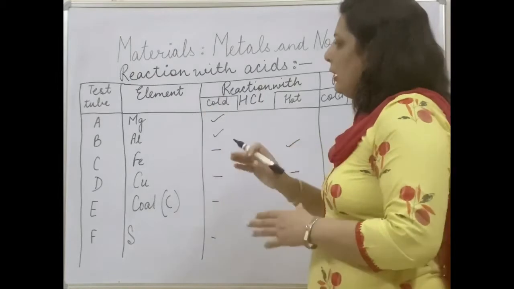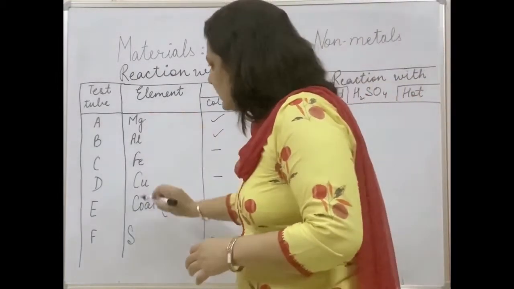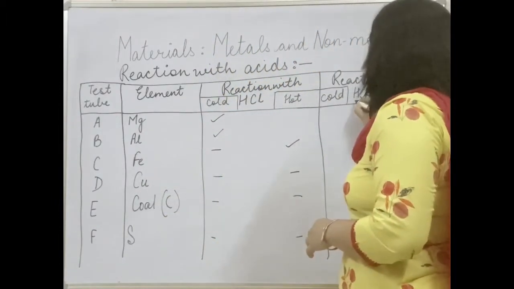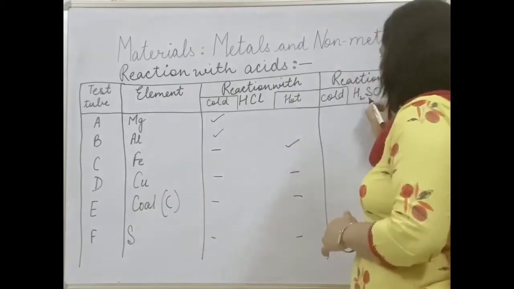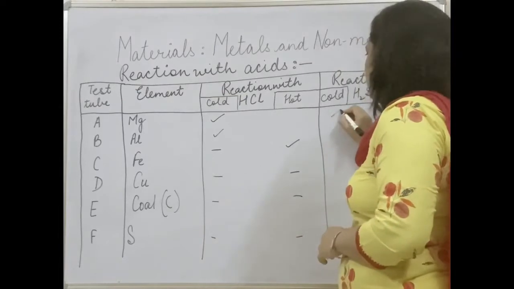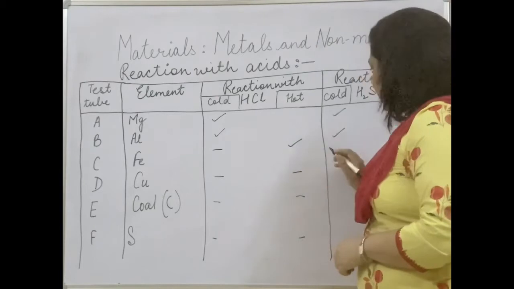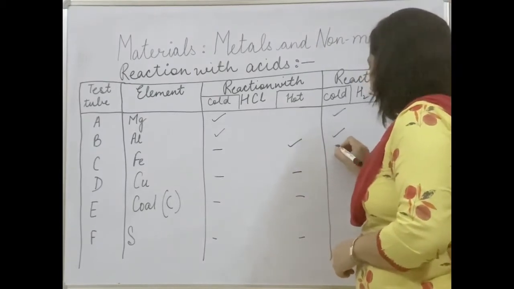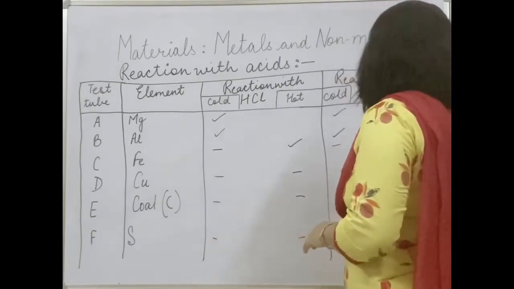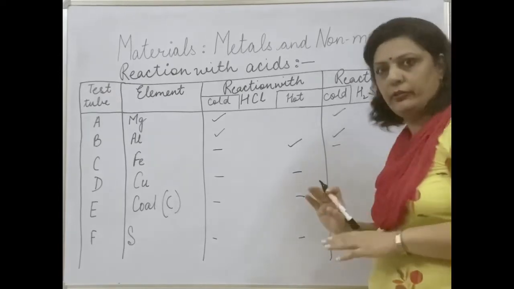So in other test tubes, I will arrange in the same manner and now I will pour 5 ml of sulfuric acid into each test tube. Magnesium will show a reaction, then aluminium will show a reaction. Iron again, at room temperature will show no reaction, and when I heat it, then it will show a reaction.